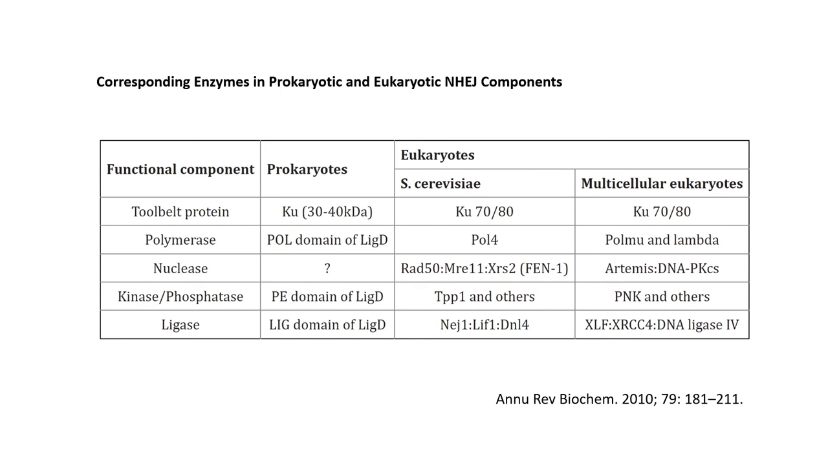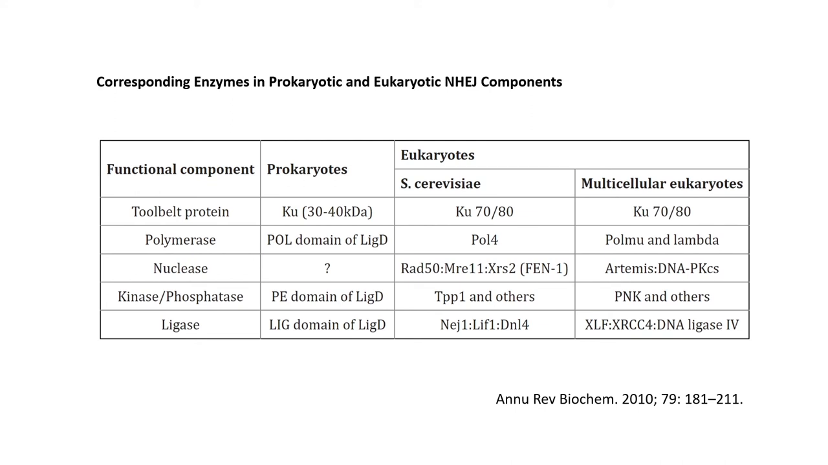So, here you have the prokaryotes, and you have the Ku protein, which is around 30 to 40 kilodalton, and in eukaryotes, you have the Ku70/80 in Saccharomyces cerevisiae, while in multicellular eukaryotes also you have the similar kind of molecule. The polymerase action is carried out by the pol domain of LigD; here it is carried out by Pol4 in Saccharomyces cerevisiae, and in higher eukaryotes Pol mu and lambda are involved.